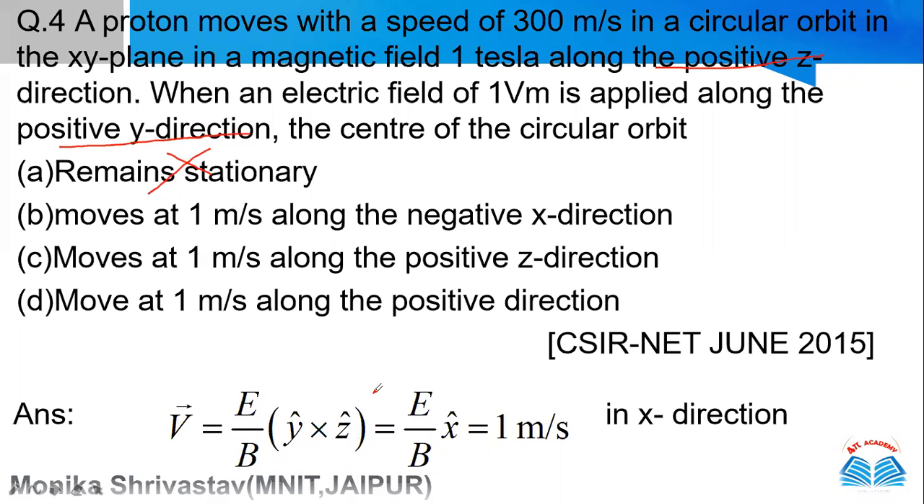So this is the formula. Just remember this relation. E over B times X cap, with E equal to 1 and B equal to 1. So you are getting a speed of 1 meter per second, and the direction is along X. So the correct answer is D: moves at 1 meter per second along the positive X direction.